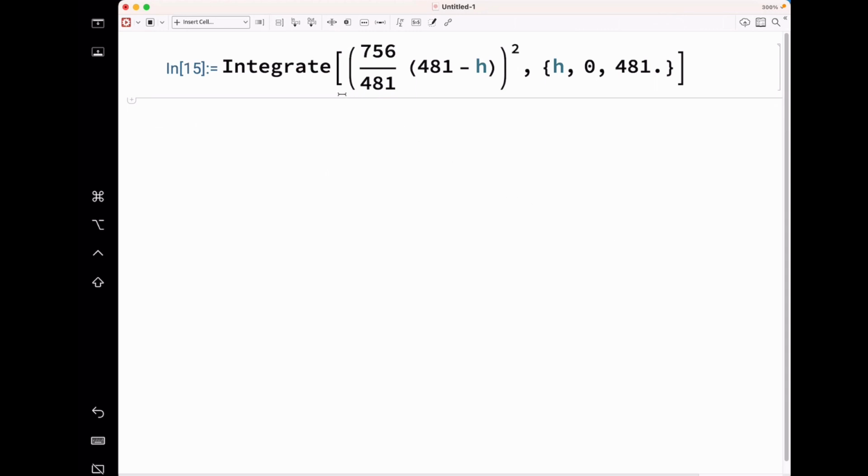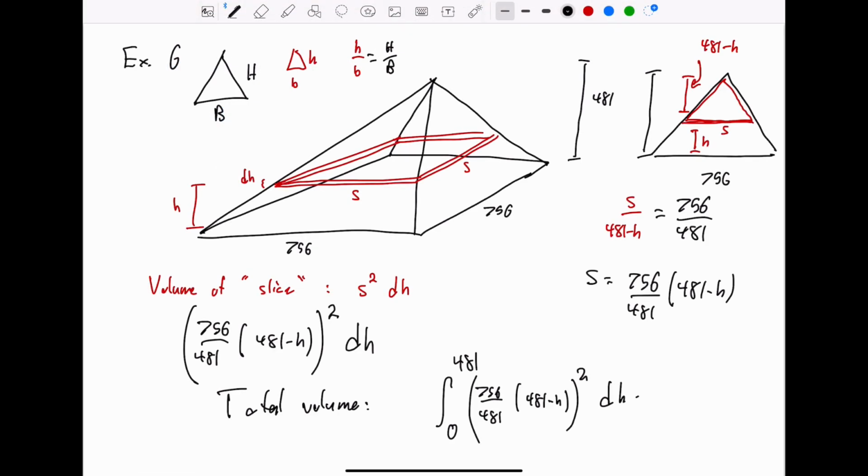So if we type this into Mathematica, here's our integral, and if we select Enter, we get 9.16 times 10 to the 7th. This is the measurement of the volume of the Great Pyramid. Now, all of the units were in feet, so this volume measurement is cubic feet. This is 91 million cubic feet of stone. That's an incredible amount of material. So for the answer here, we would write approximately 91.6 million cubic feet. That's a lot of stone.